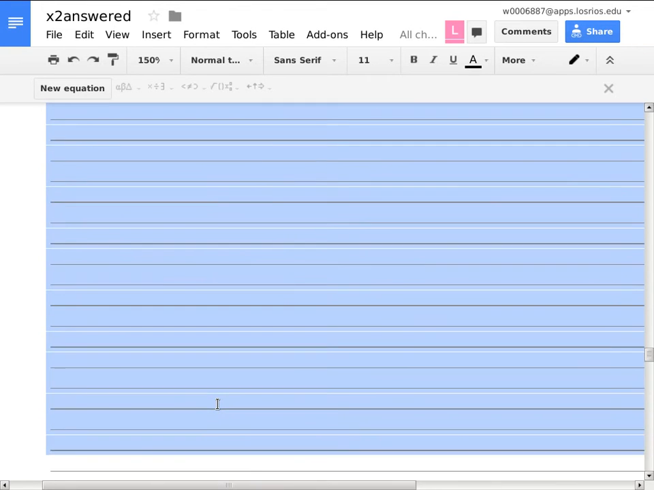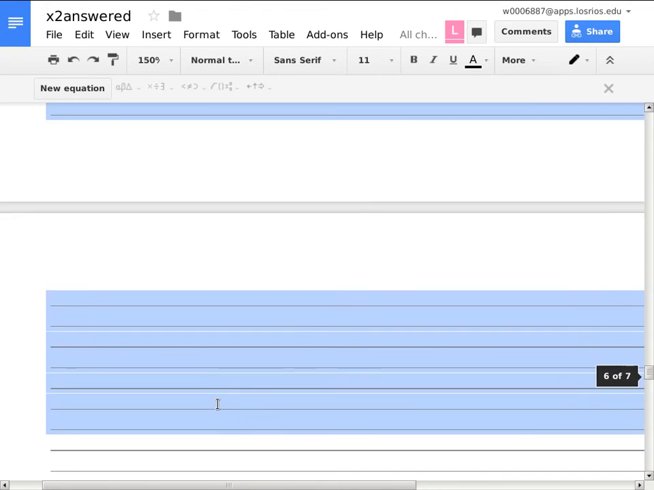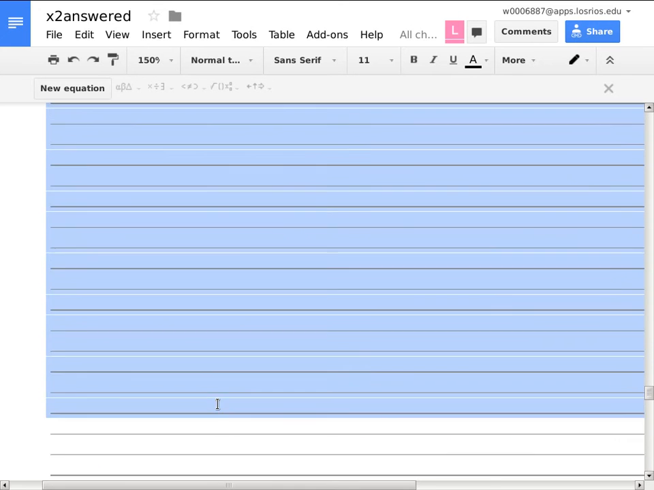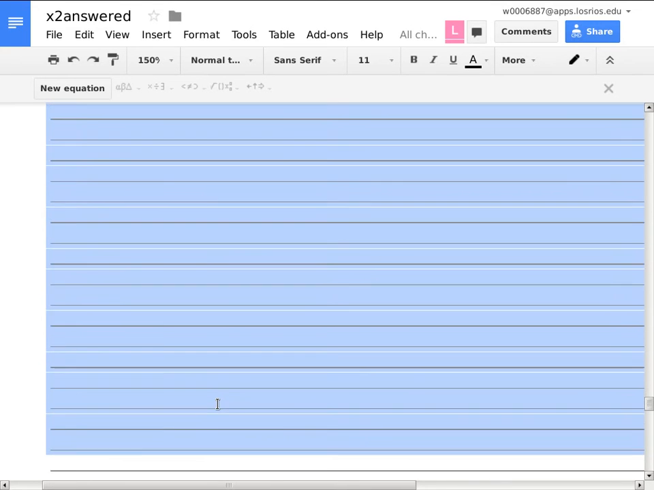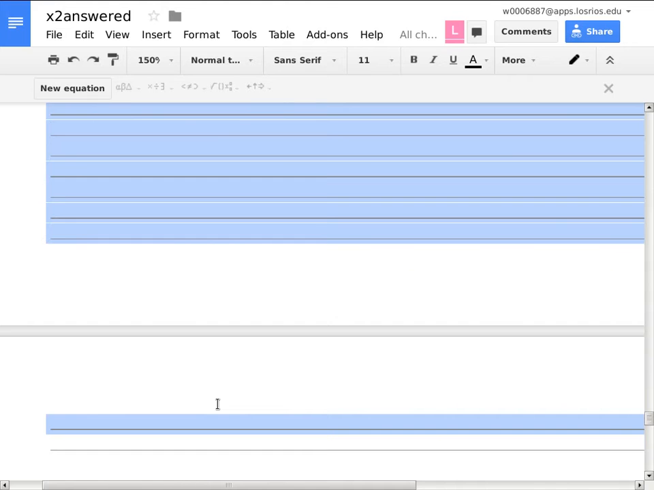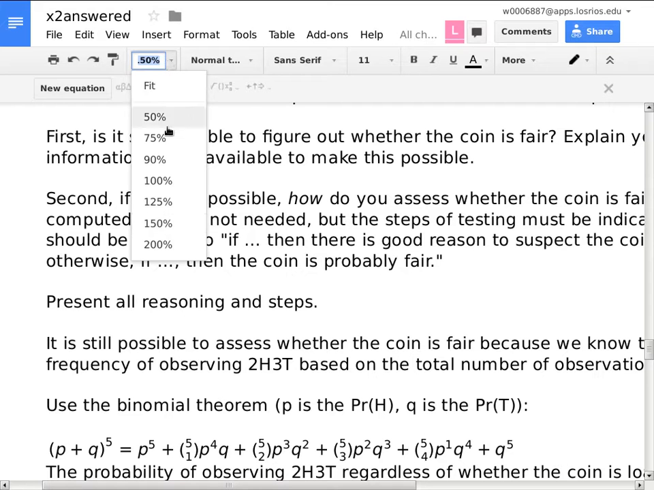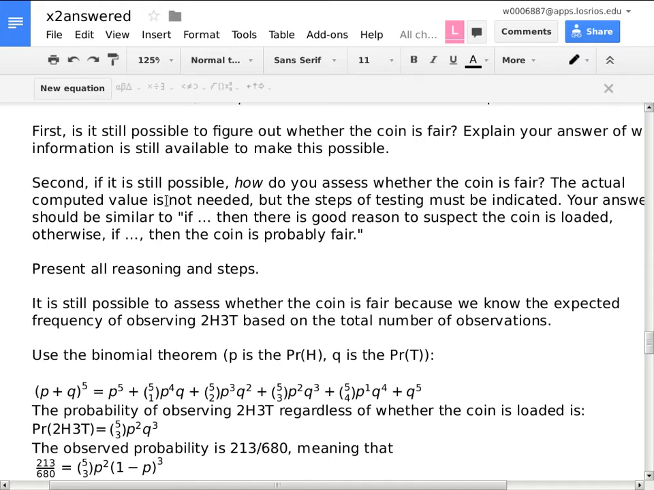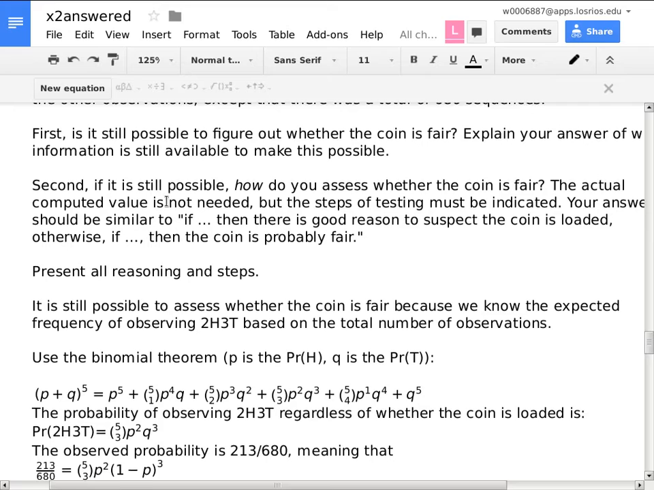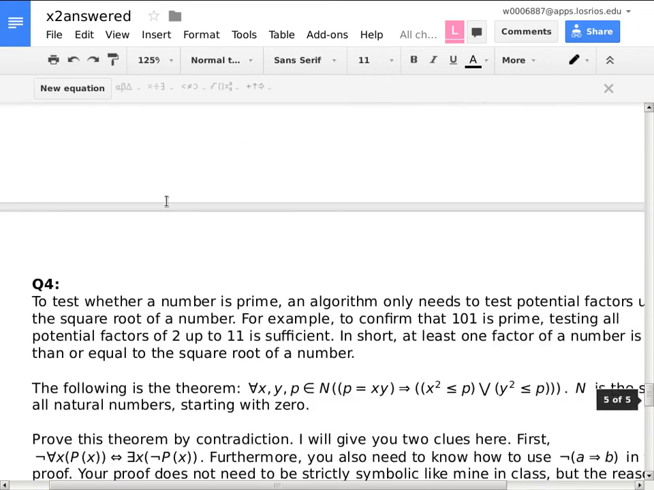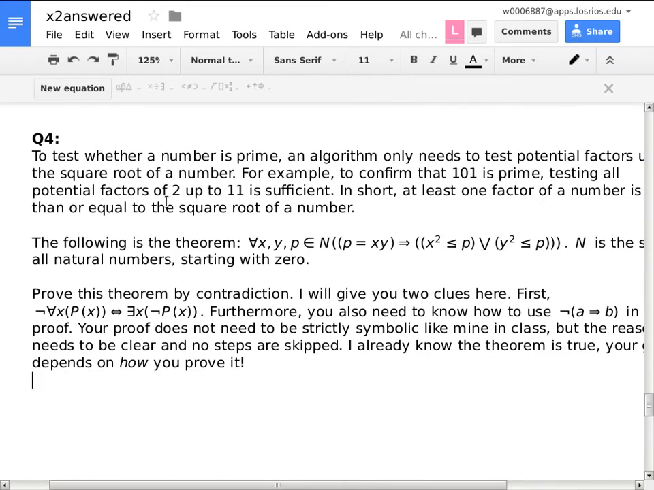Okay, let me once again get rid of all the, oh, this one has an entire page of empty lines. Okay, so let's go ahead and talk about the question itself. The question is starting with any algorithm to test whether a number is prime or not. Okay, how do you test it?